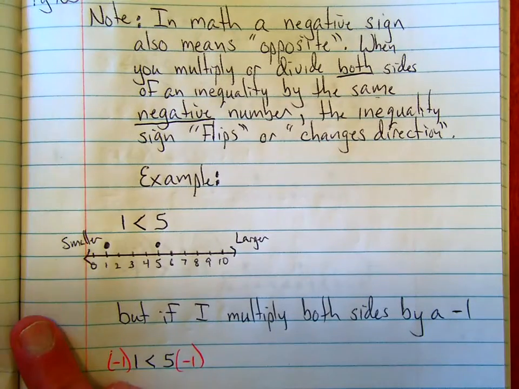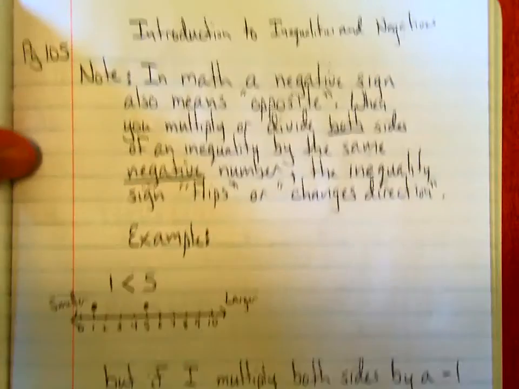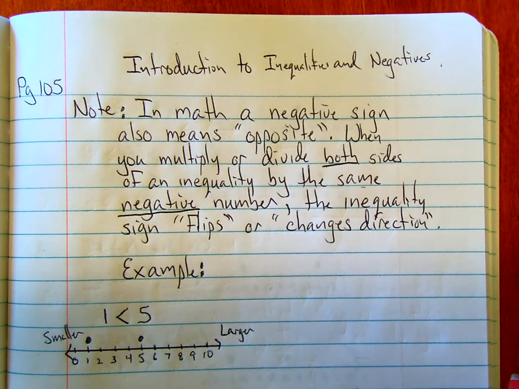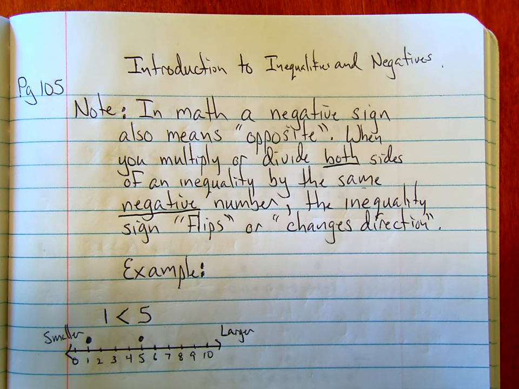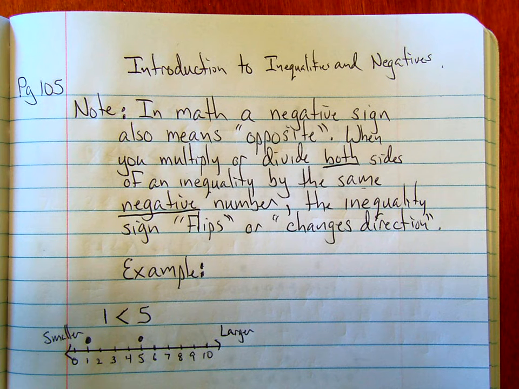Okay, page 105. As we go into 105 to 114, really the only thing I need to make sure you feel confident with is if you ever have to multiply or divide both sides of an inequality by a negative number, the inequality sign is going to change direction. It's going to flip. Less than becomes greater than, and greater than will flip to become less than. I put a note: in math, a negative sign also means opposite. When you multiply or divide both sides of an inequality by the same negative number, the inequality sign flips or changes directions. And I give an example.